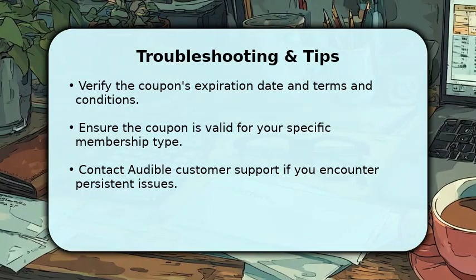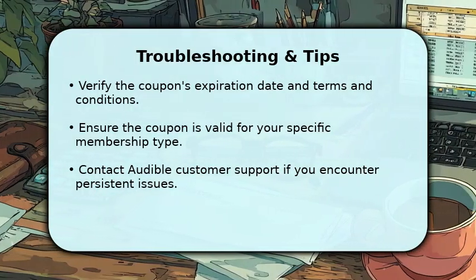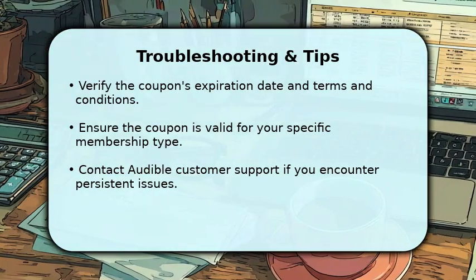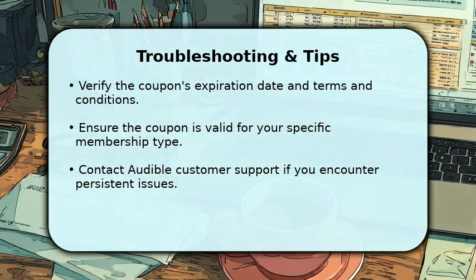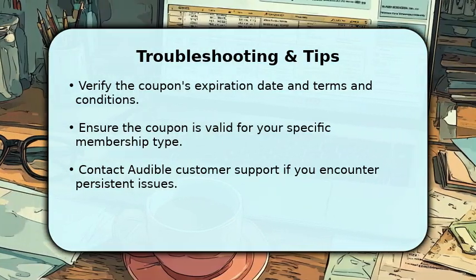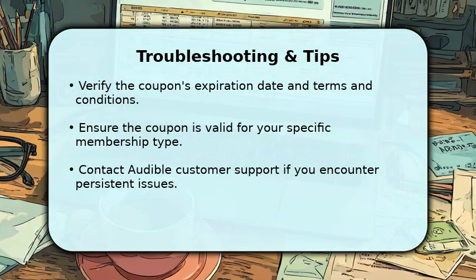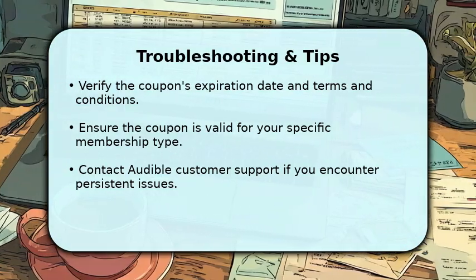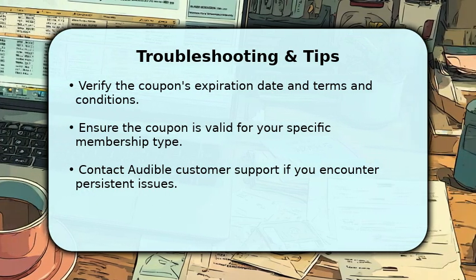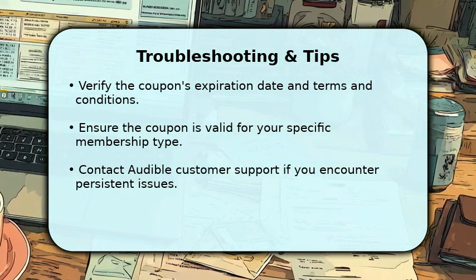Finally, if your coupon isn't working, first verify its expiration date and review the terms and conditions to ensure it applies to your specific membership. Some coupons are for new members only or for certain types of subscriptions. If issues persist, don't hesitate to contact Audible customer support. They are available to help troubleshoot and ensure you can enjoy your membership benefits without any hassle.